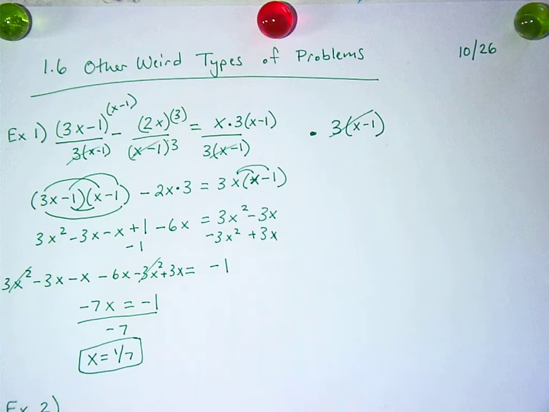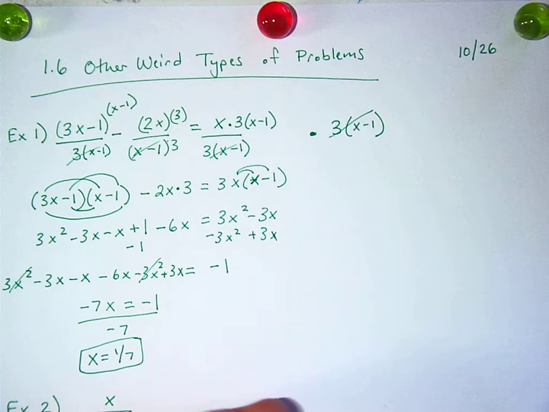All right, example 2. Let's do x over (x minus 2) equals 2 over (x minus 2) plus 2.